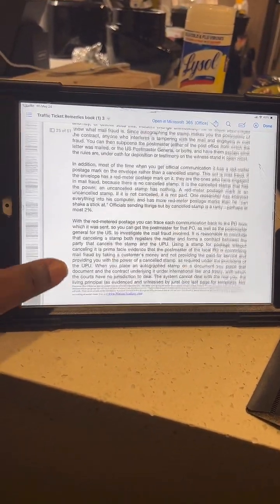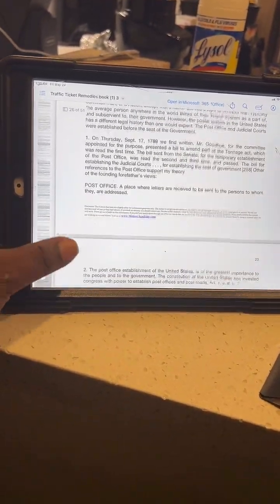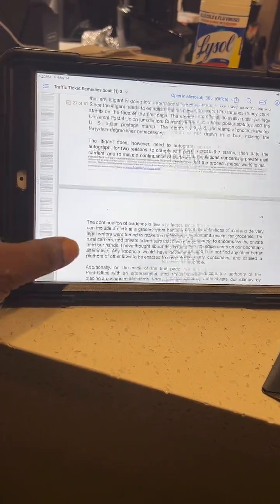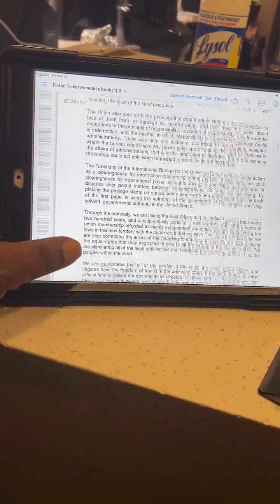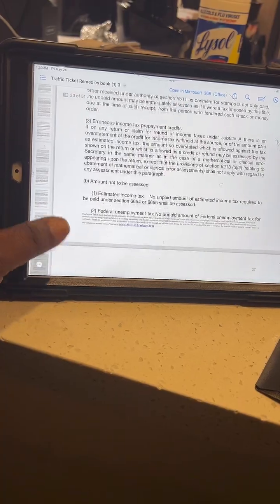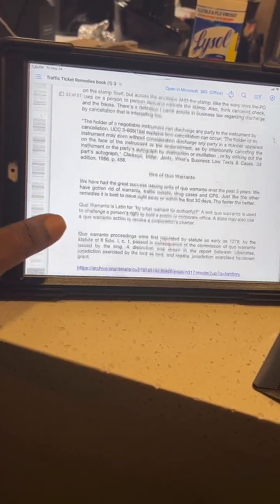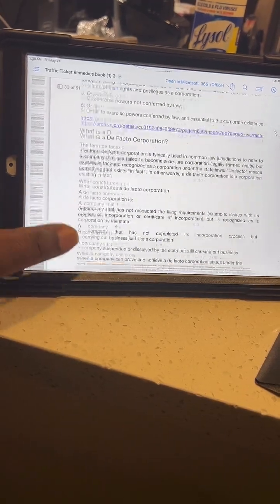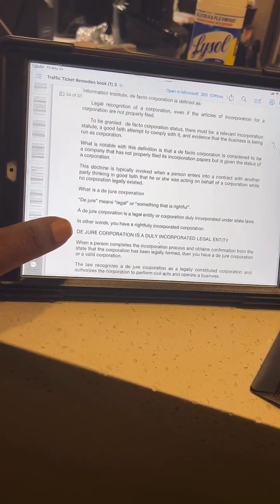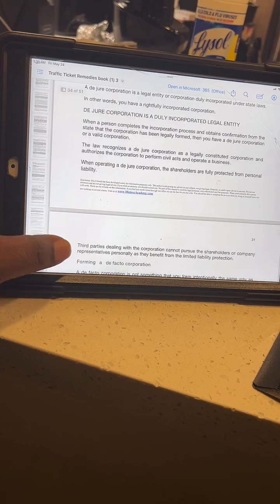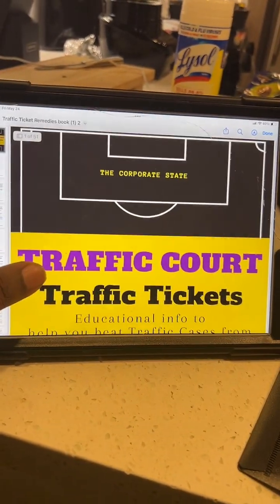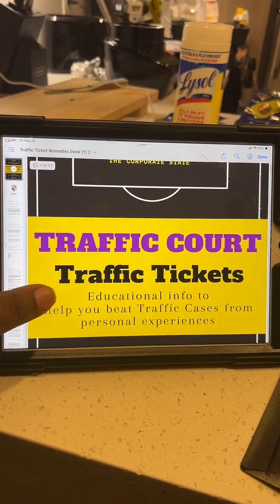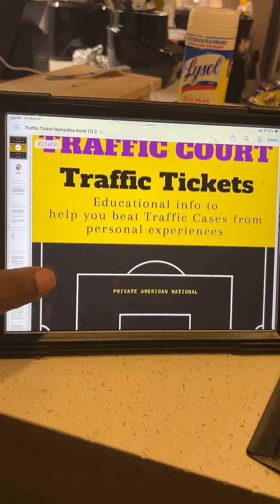So I'm just scanning through this. I'm trying to find, I might have skipped it already, the example form on how to do the status correction. It's somewhere in here. But it's a wealth of knowledge within this ebook that y'all should get your hands on. So this is the name of the ebook right here for the people that's asking.